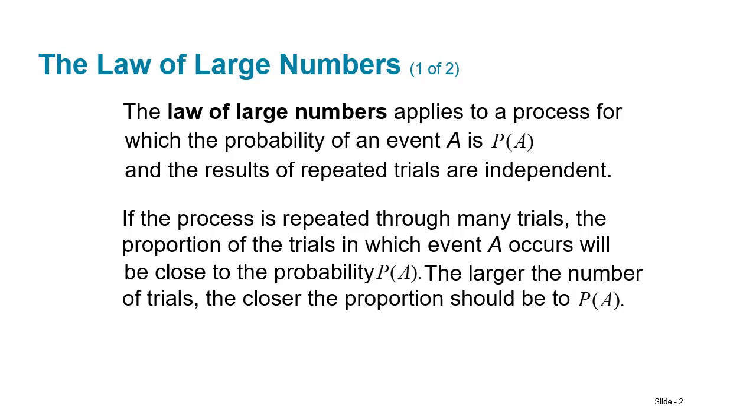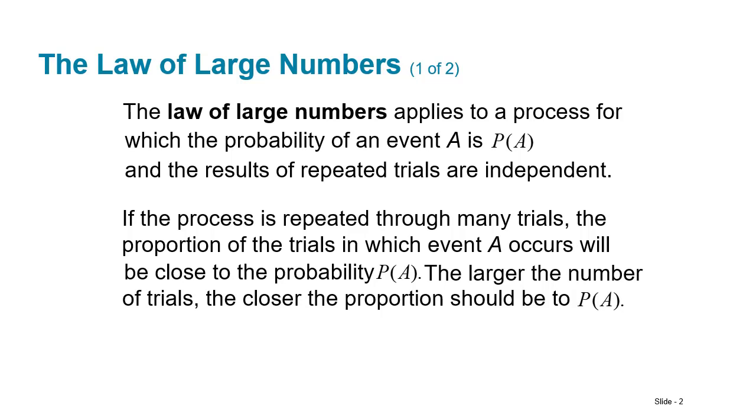So the law of large numbers applies to any process that has a probability, and we'll call that the event A, and then the probability of that event is P of A, right? So an event could be flipping a coin, rolling a six-sided die, drawing a card out of a deck, being in an auto accident, right? There's all sorts of events that will then have associated probabilities.